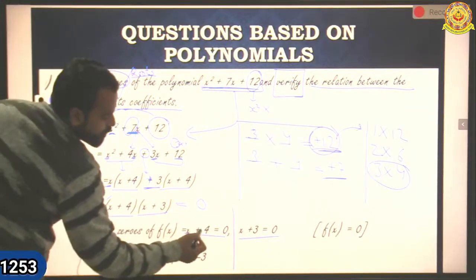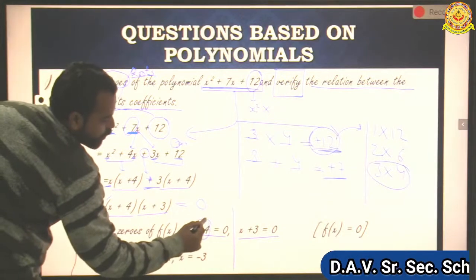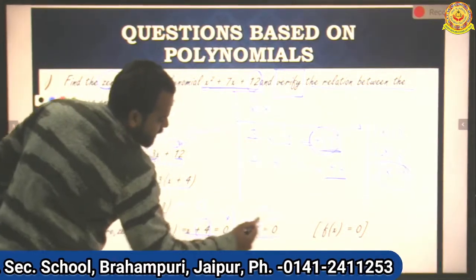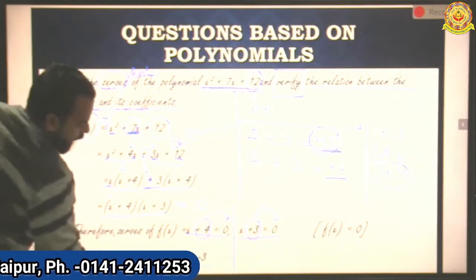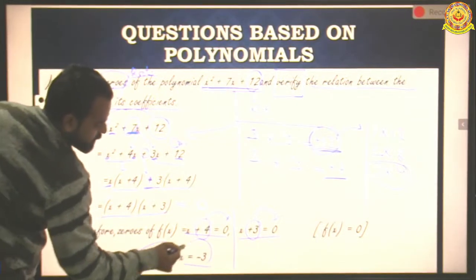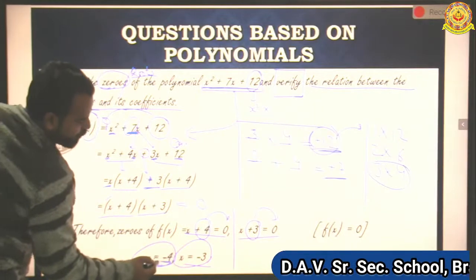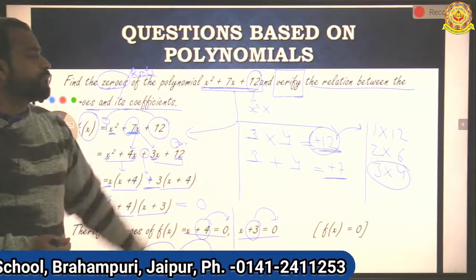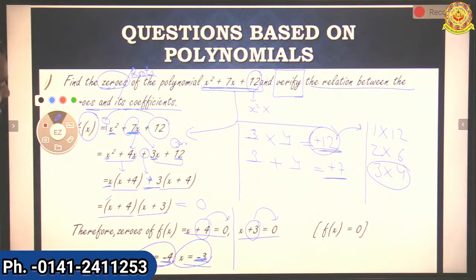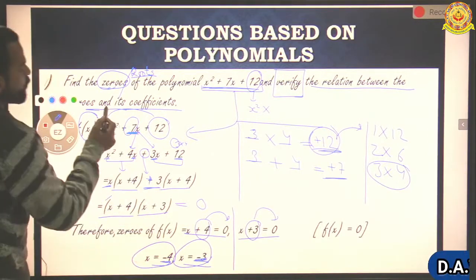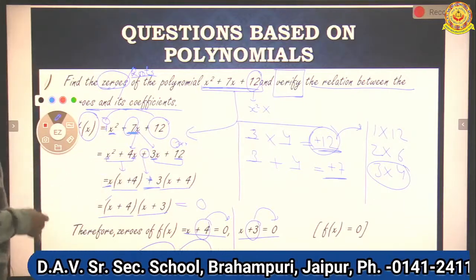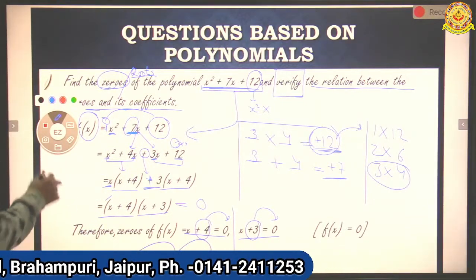So when it is equal to 0, the x value will be plus 4 transposing on the right side becomes minus 4, and plus 3 transposing on the right side becomes minus 3. So x is equal to minus 4 and x is equal to minus 3. That means minus 4 and minus 3 are the zeros or the roots of the polynomial. That means when we put the x value as minus 4 or minus 3, the whole equation will be 0 in that situation. Is it clear?